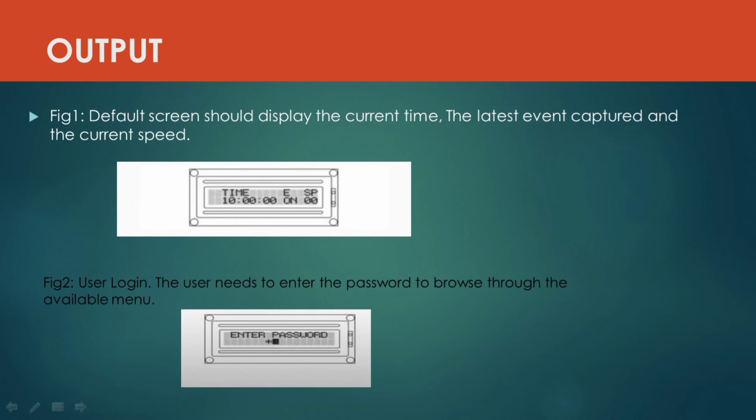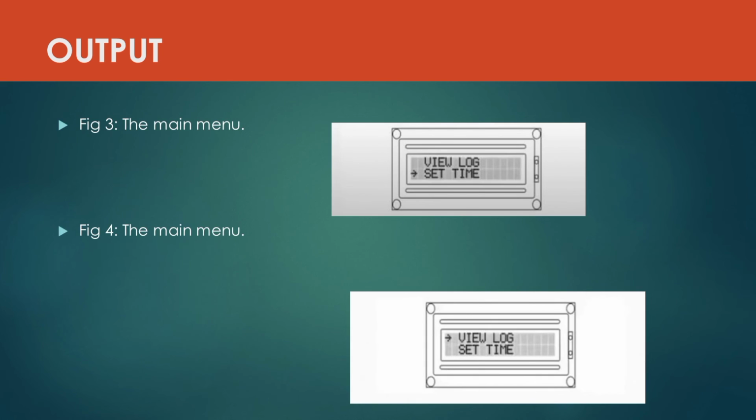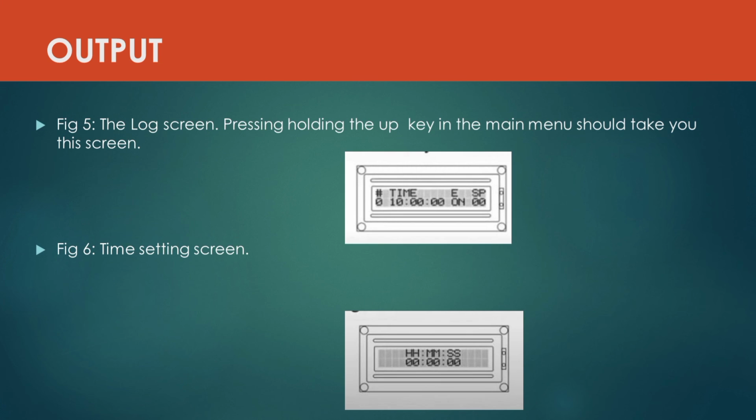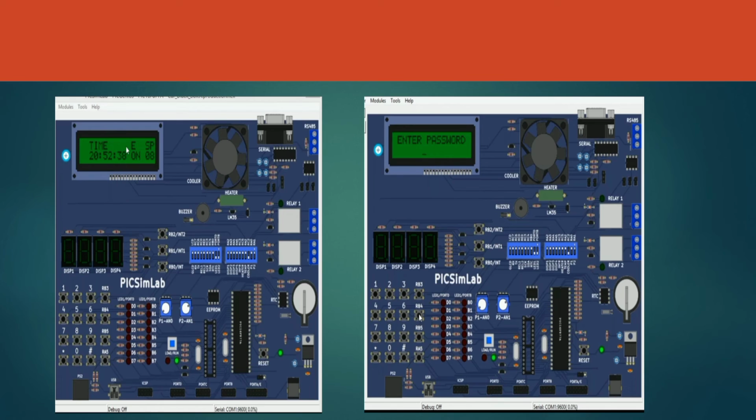The output involves it displaying the current time by default. Next we need to enter the password. At the main menu it will view the time, and at the log screen it will show the time setting according to hour, minute and second. It is the simulation process involved in embedded system by using microcontroller and microprocessor.